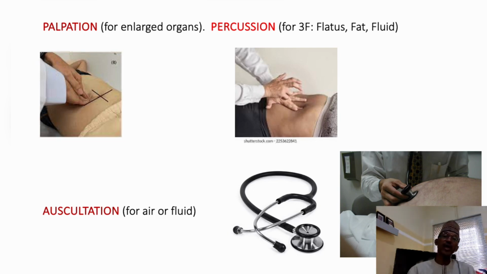The next procedure is percussion. Percussion is used to find out whether a swelling you find in the abdomen is hard, soft or fluctuant. By percussing, one can determine the nature of the swelling inside the abdominal cavity. If it is an enlarged organ that is very hard, the kind of sound one hears when you percuss is different from the sound one hears if that swelling is only firm to touch, not hard.